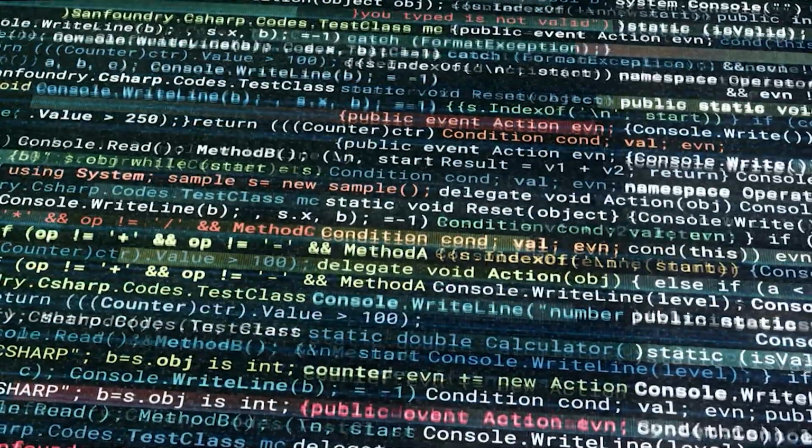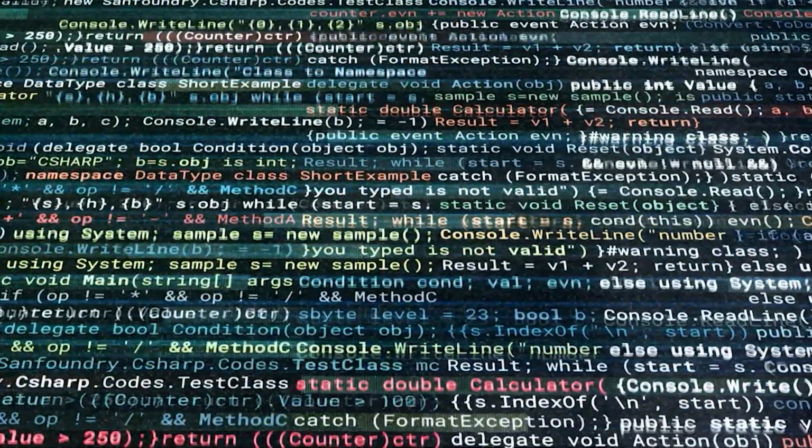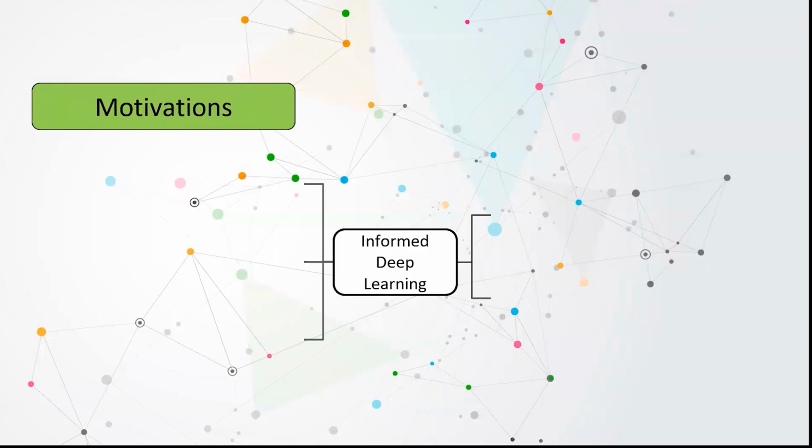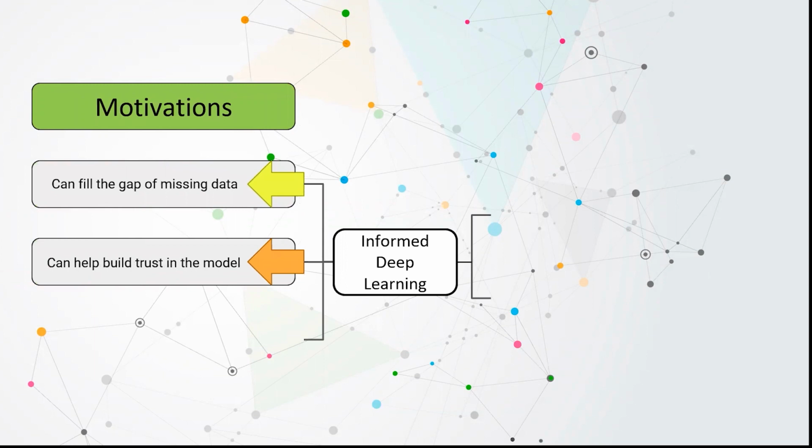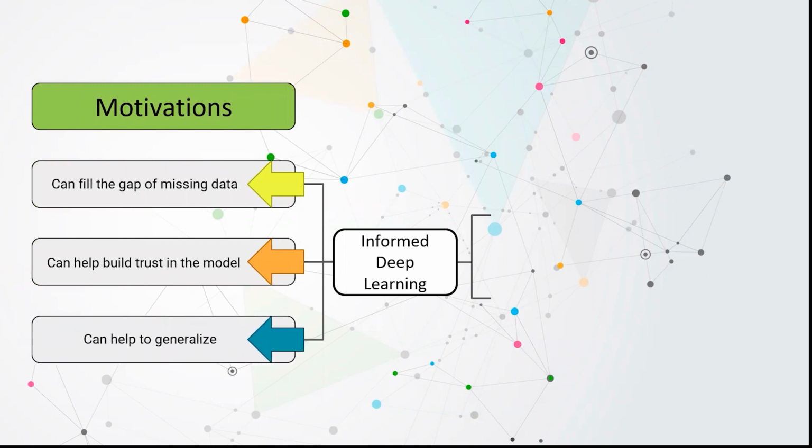One solution could be the use of prior knowledge for filling these gaps, so-called informed learning. What are the benefits of informed learning? We can fill the gap of missing data. We can improve trust in our model by adding well-known physical laws and equations, which may help to generalize better by constraining the function space.